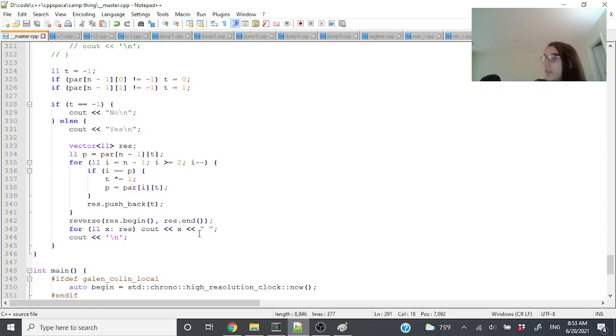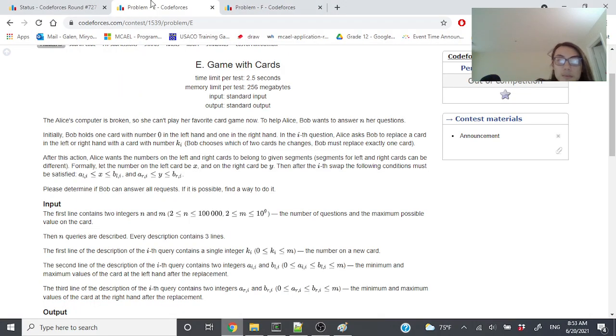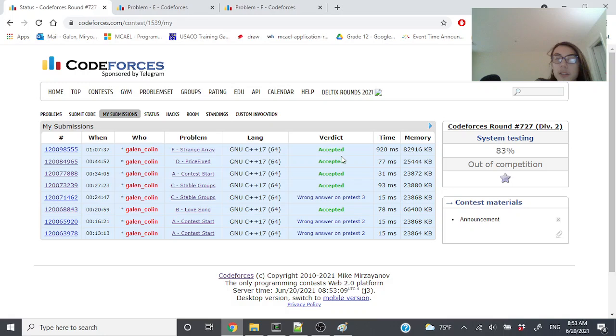And then it's just construction from there with the parents. That part should be relatively simple. So yeah, that handles that. Okay, lower time on system test.